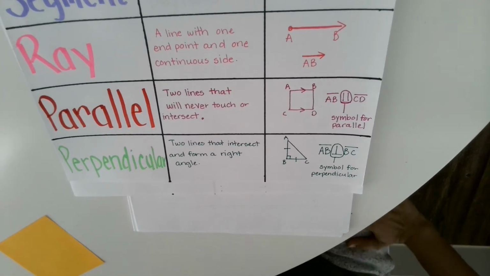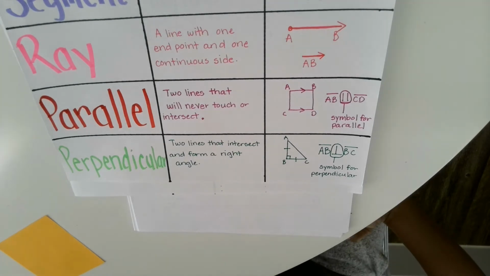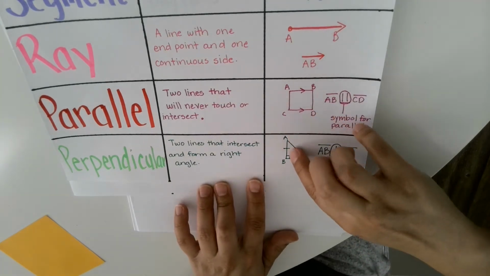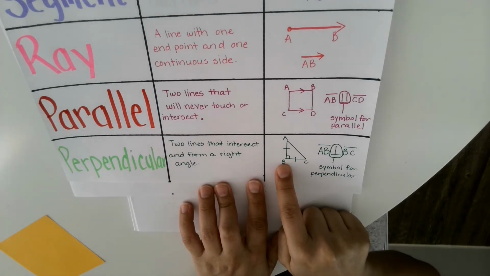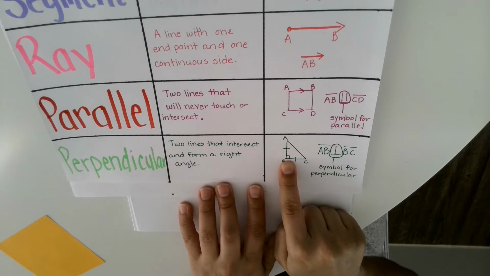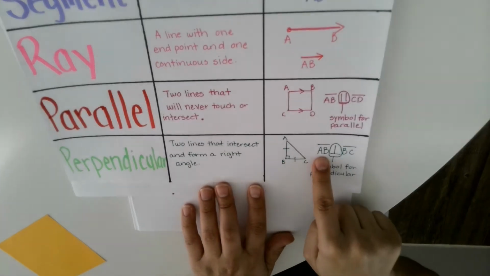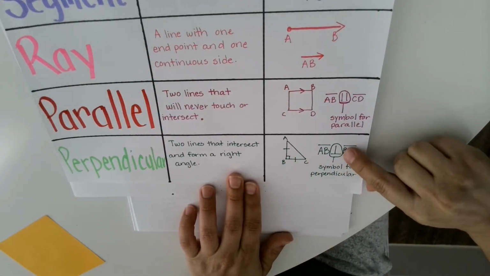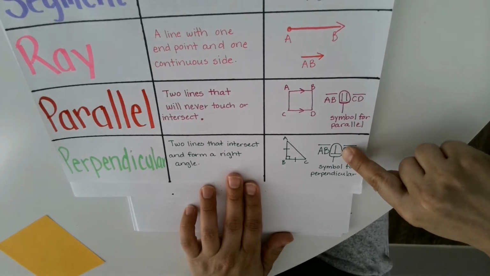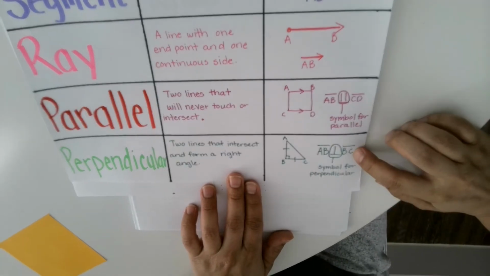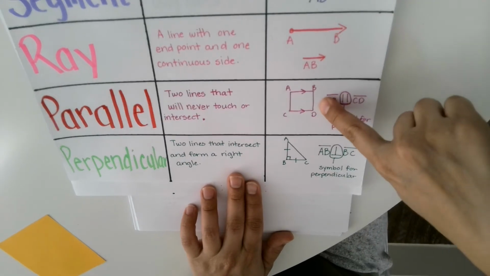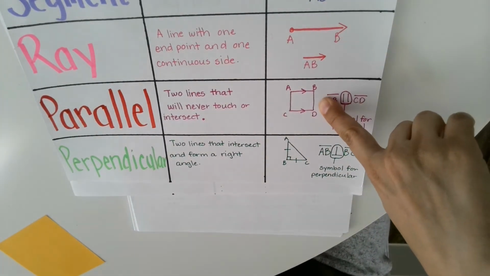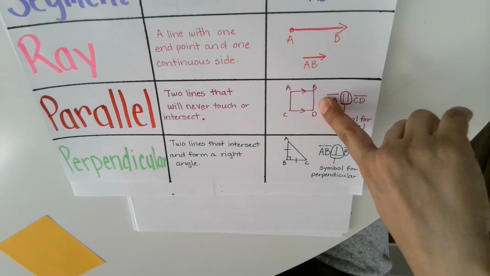So if we look at this triangle right here, I can see that line AB and line BC intersect, meaning that they cross each other, they touch, and they also form a right angle. So when I go to write that out, I have line AB, the symbol for perpendicular, and line BC. Now, if we look up here at the square, we can also see some perpendicular lines as well.